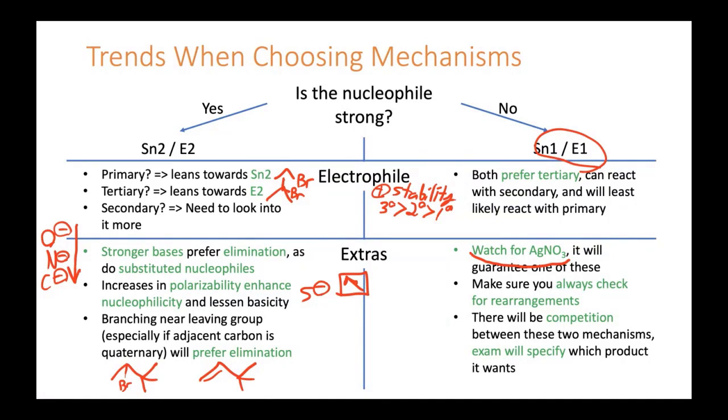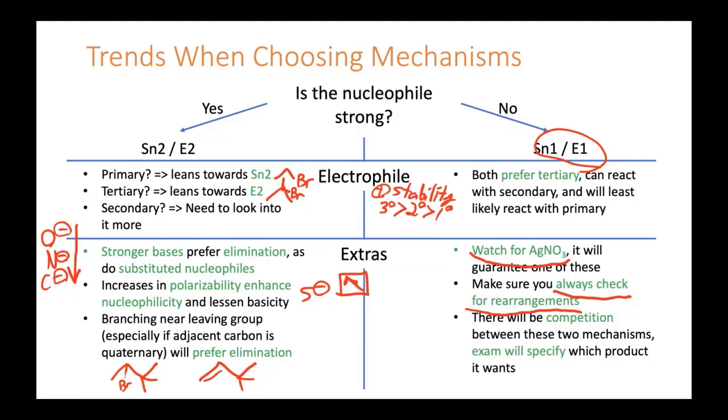Always double check for rearrangements. That is very critical. These are not very good underlines, I'm sorry. But always check for rearrangements for E1 and SN1, because their mechanisms are identical up until the point where you either take away a hydrogen or you attack directly.